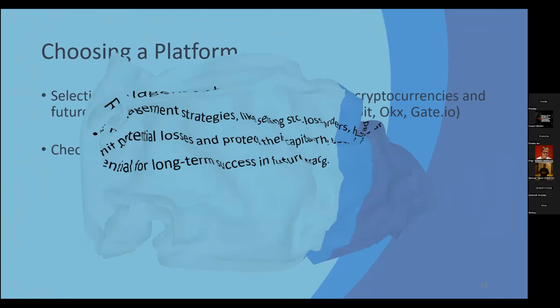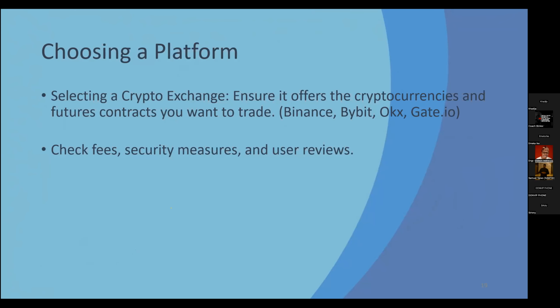So, choosing a platform to trade with. Now we have so many crypto exchanges. We have Binance, we have Bybit, we have OKX, we have Gate.io. You understand? These are cryptocurrency platforms where you can trade futures. One of the most popular ones is Binance, and Bybit. OKX is good and Gate.io.